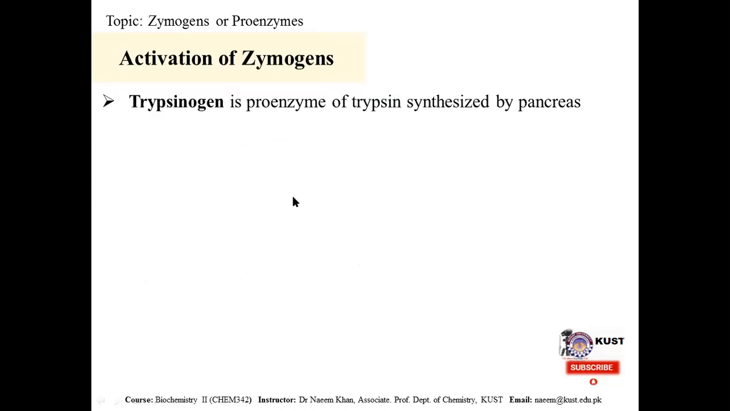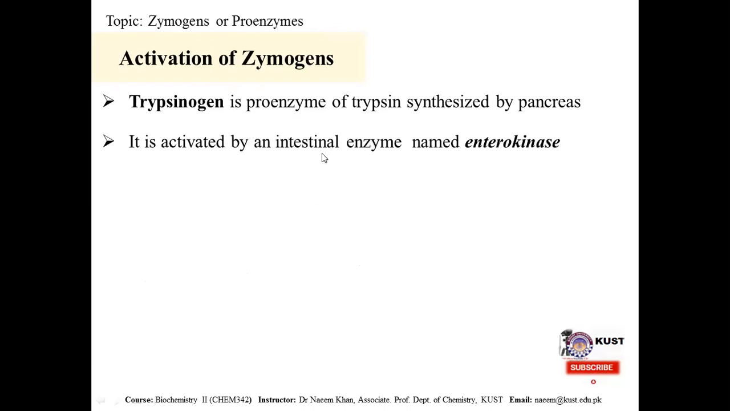For example, we have trypsinogen, the proenzyme of trypsin, and it is synthesized by the pancreas. It is activated by an intestinal enzyme named enterokinase. Enterokinase activates trypsinogen. Ogen is the suffix for zymogen. So this zymogen of the enzyme trypsin is activated by enterokinase.